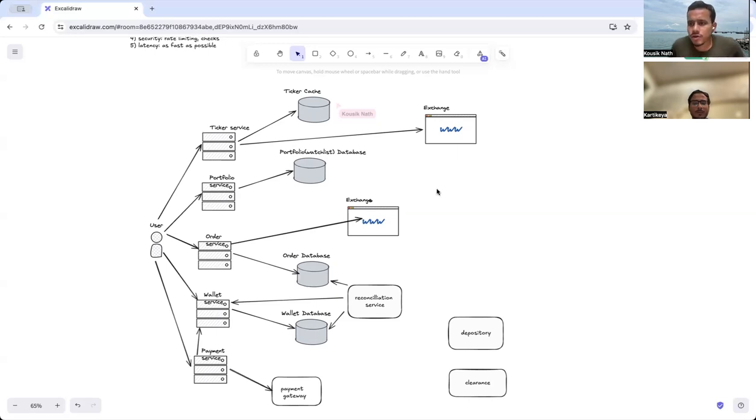Yeah, I think let's cover it since we are into the deep dive. Let's see the flow: when you get the data in the ticker cache from the exchange, how you propagate it to the users and how you scale this part. Let's cover that.